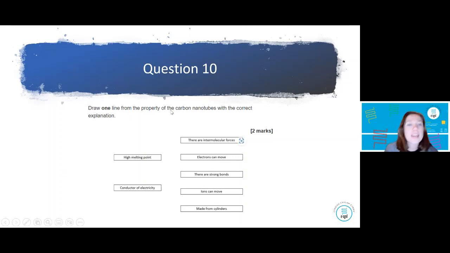And finally, for you, hopefully this has been useful, but your final question is a nice easy one, I think, to finish on. Draw one line from the property of the carbon nanotubes with the correct explanation. So we've got the property on the left-hand side, and we've got the correct explanation or reason for those properties on the right-hand side. You just have to choose which one. Which one would correspond to high melting point and which one would correspond to conductor of electricity. So I'm going to give you 30 seconds. Off you go.